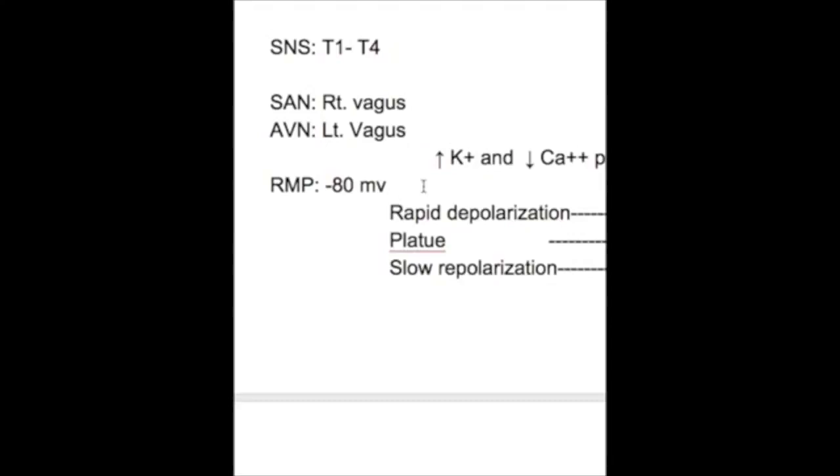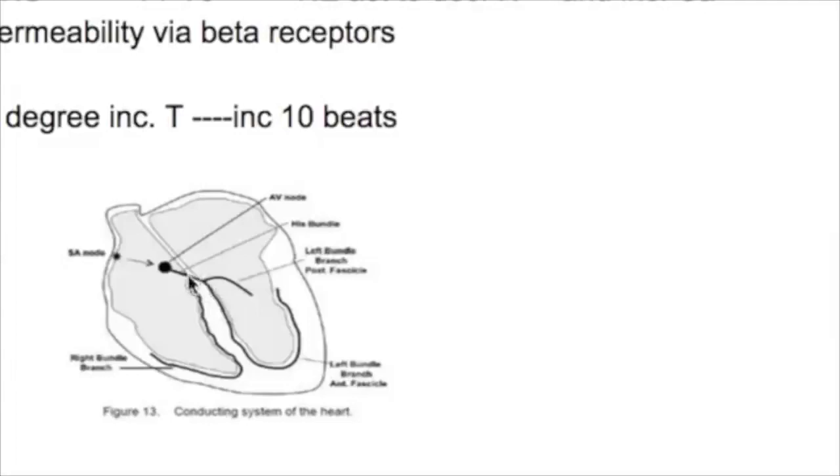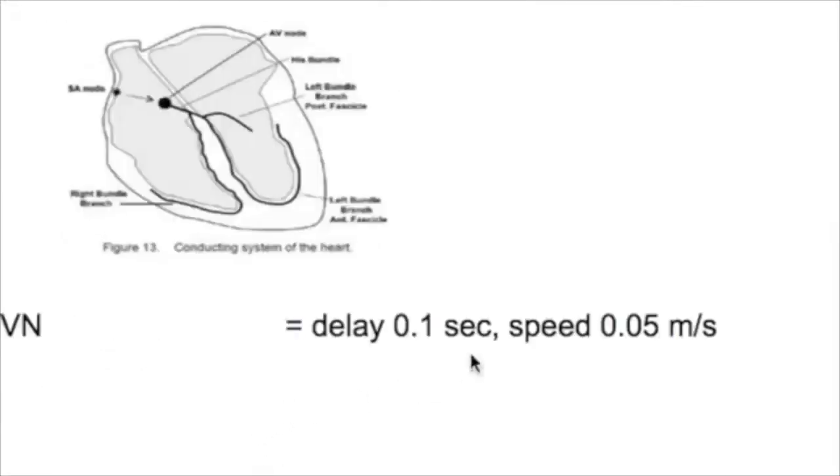How is the vagus inhibitory to the heart? It increases the potassium conductance and decreases the calcium permeability. That is why it's inhibitory to the heart, slows down the heart. What happens to the impulse in the AV node? The impulse in the AV node delays. How long does it delay? It delays for 0.1 second.